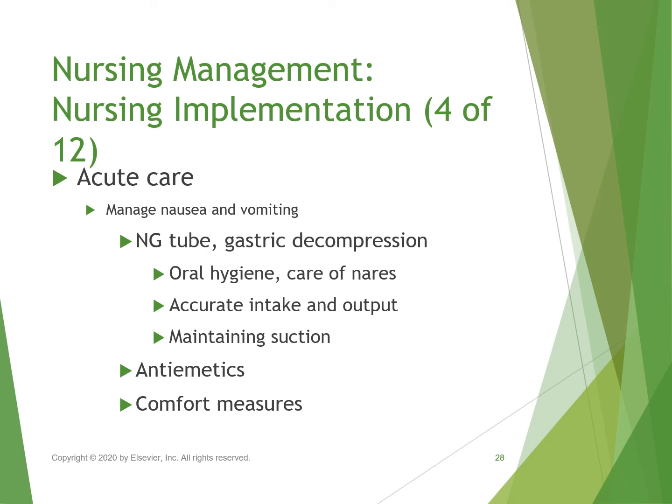We talked about how patients with severe nausea and vomiting might need an NG tube for gastric decompression. So be aware of the suction and obtain adequate and accurate intake and output measurements. You can give your antiemetics like Zofran also to help with nausea.